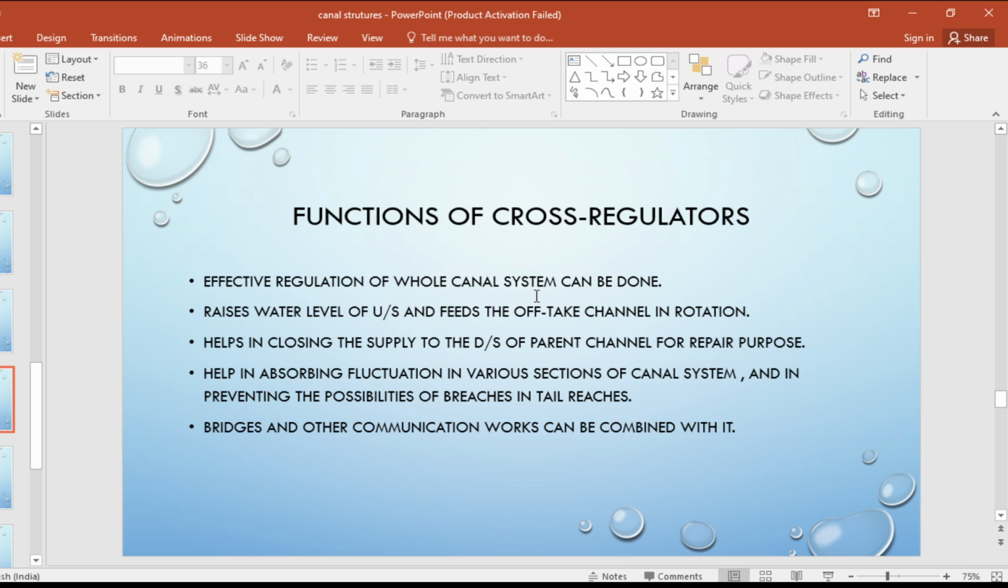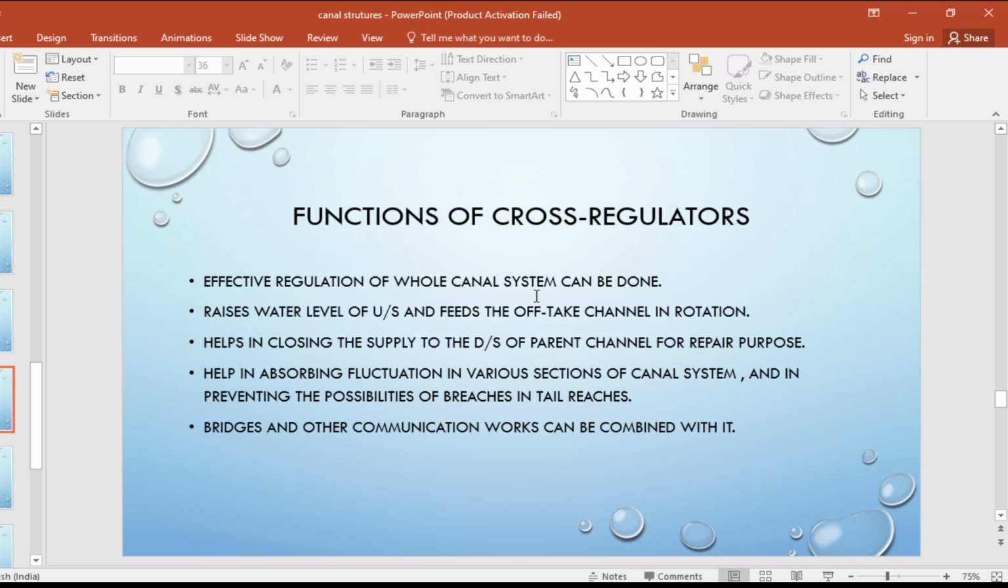First, as I have explained, it will regulate the parent canal supply. So first function, the effective regulation of the whole canal system can be done with the help of cross regulator. Okay, that means as it is related with the parent canal, cross regulators can regulate, or effective regulation can be done with the help of cross regulators of a whole canal system.